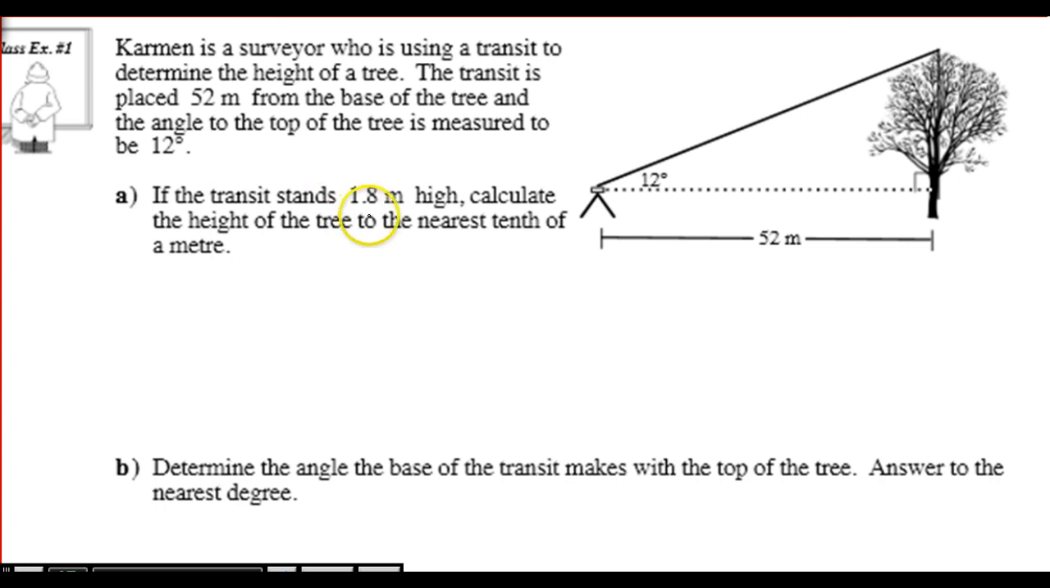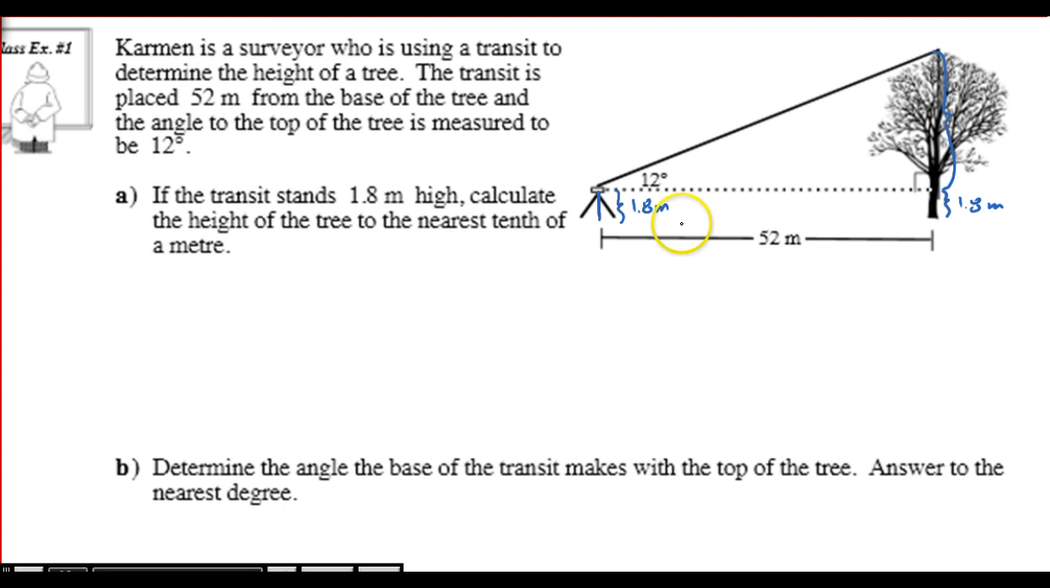Okay, so the transit is 1.8 meters high. That's important here because it's not quite at ground level. So that little space here is 1.8 meters high. Calculate the height of the tree to the nearest tenth of a meter. So when we do our trig here, we're going to get this height over here. After we calculate that, we have to add the 1.8 meters, which is the height of this tool that measures the height.